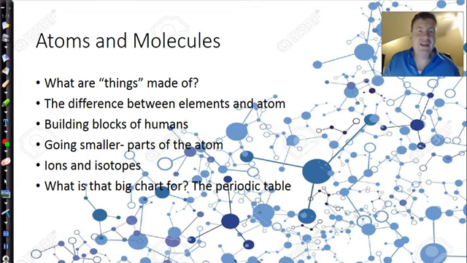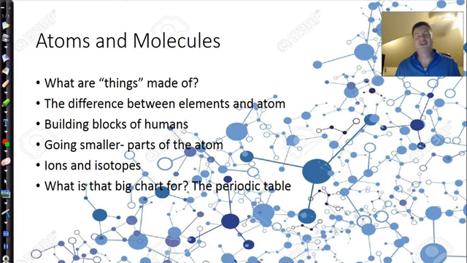Hey everybody, let's have a look now at the basics of atoms and molecules. And you're thinking, Mr. B, I don't want to talk about atoms and molecules. I want to talk about brains and blood and bones and muscles. Well, these things are made of atoms. Ultimately, combinations of atoms and molecules give us these structures.